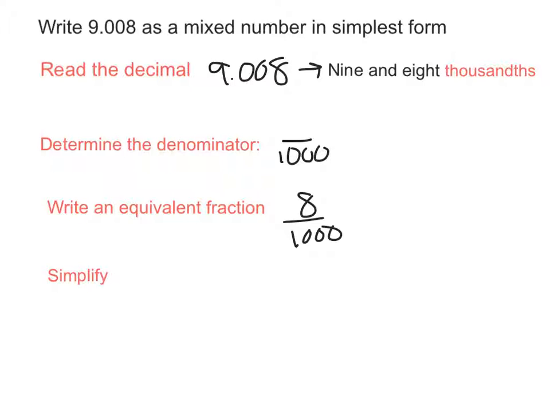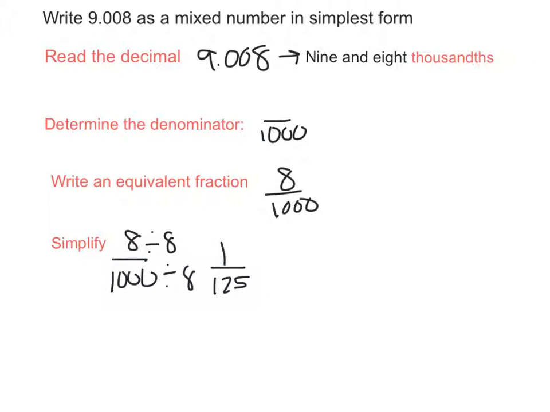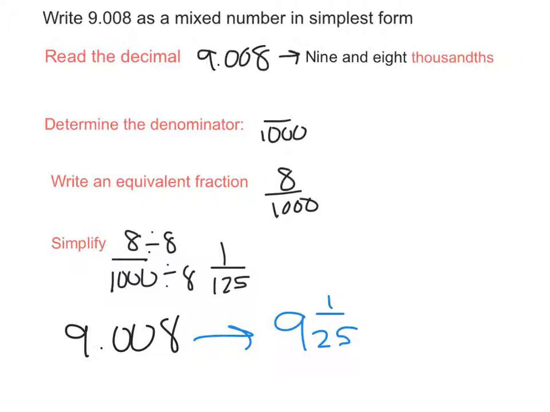And now all we have to do is simplify. So we simplify 8 over 1,000, and the greatest common factor in 8 and 1,000 is actually 8. 1,000 divided by 8 gives us 125, and 8 divided by 8, of course, is 1. So 9.008 in fraction form is 9 and 1 over 125.